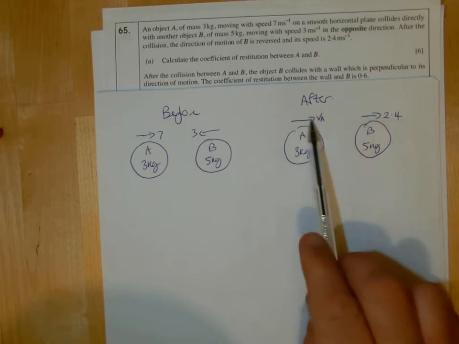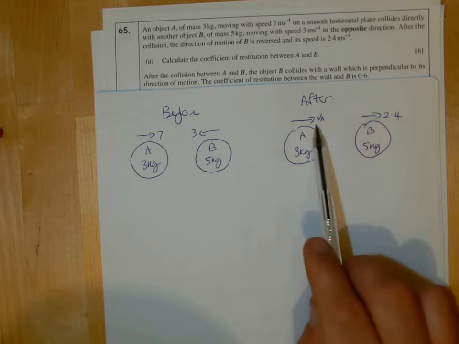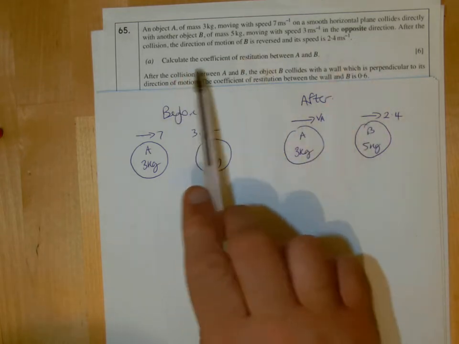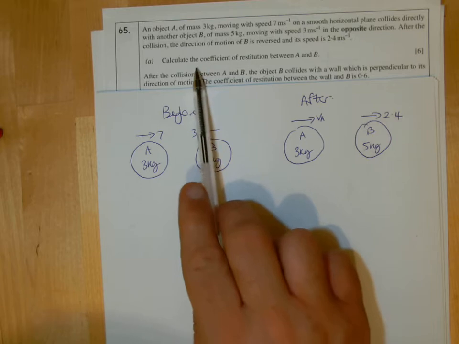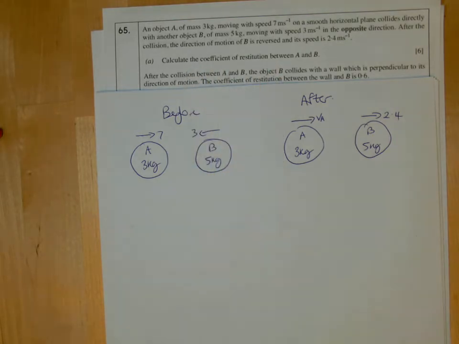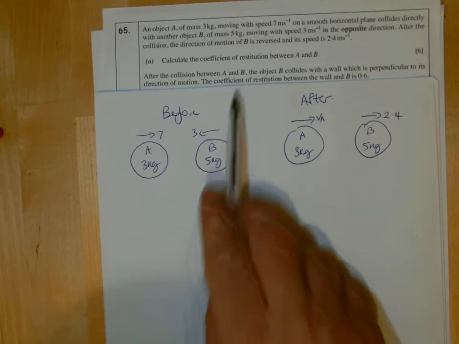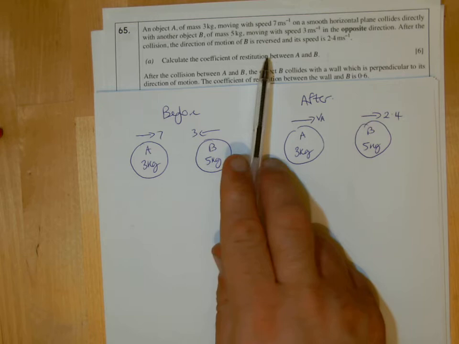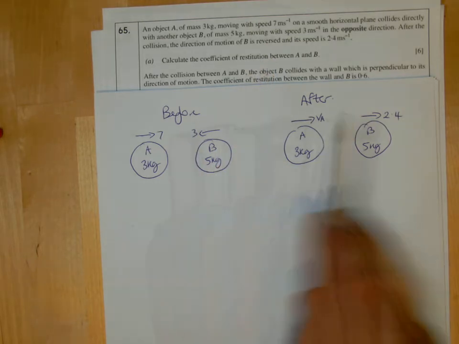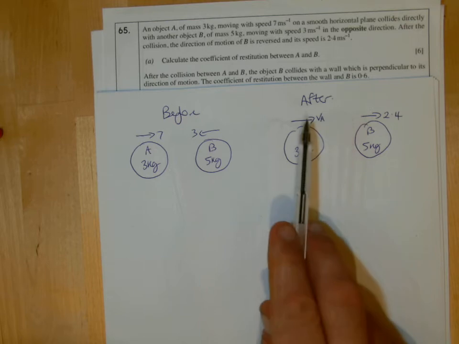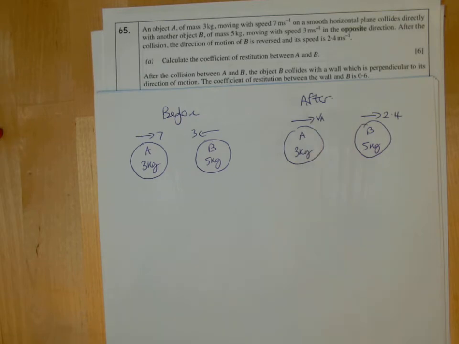We're not told anything about the speed of A after collision. If you notice, there's nothing in there, right? And even when you look at part A, it doesn't say anything about working out that speed. It just says calculate the coefficient of restitution between A and B. But when you think about it, the coefficient of restitution formula involves knowing all of these speeds. So if you want to work out E, you need to know all of these speeds. So we're going to have to work out the velocity of A after.